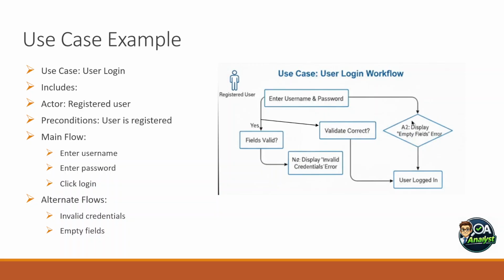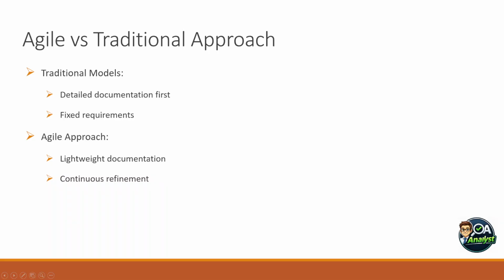Now there is a difference between agile and traditional models in how they think. Traditional models believe in defining everything upfront, documenting everything in detail, and then starting the development. Whereas agile believes in starting small, delivering fast, and then refining continuously. That's why agile prefers user stories and traditional projects prefer use cases.